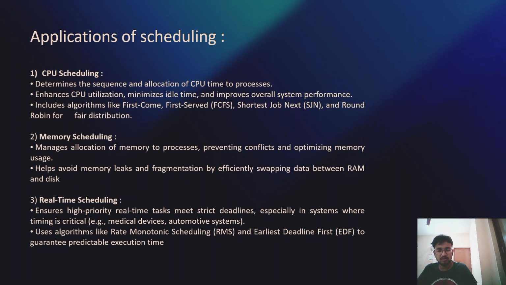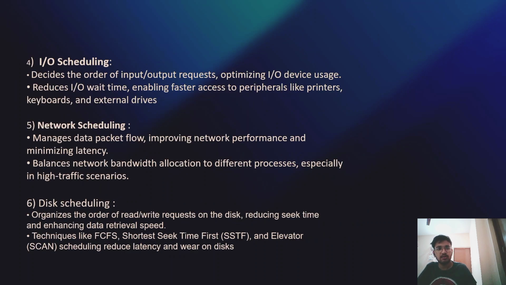The third one is real-time scheduling, which ensures the highest priority gets the task done within the deadline, especially in systems where time is very crucial, for example medical devices or automotive systems. Next, we have algorithms like rate monotonic scheduling, which also helps to see that the real-time scheduling is on point.